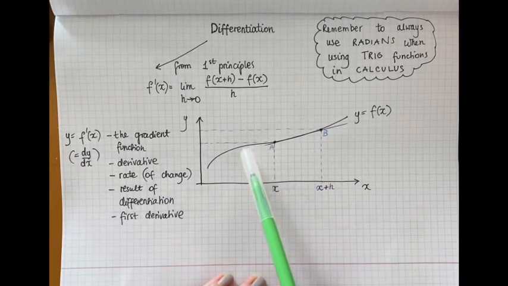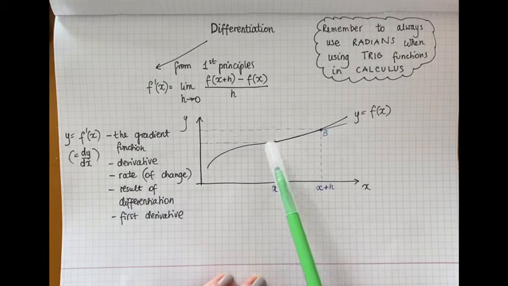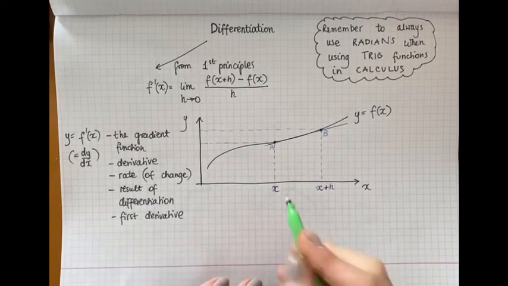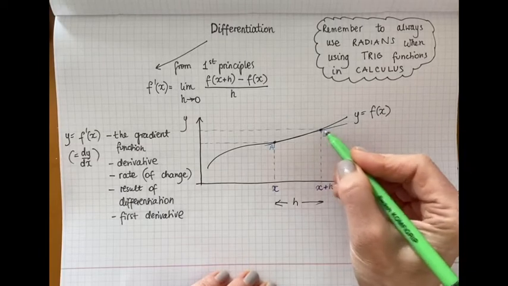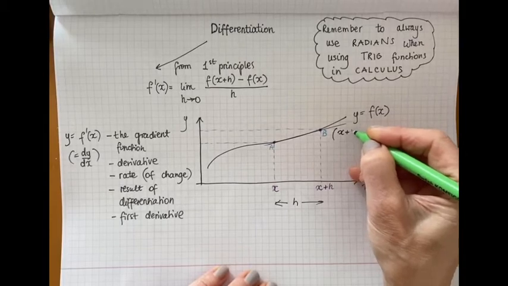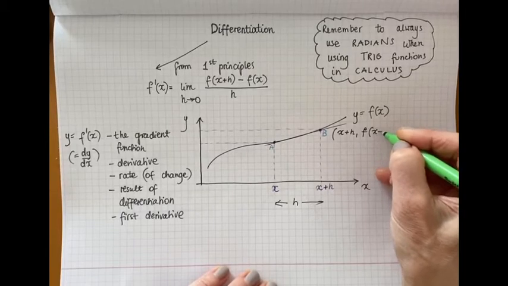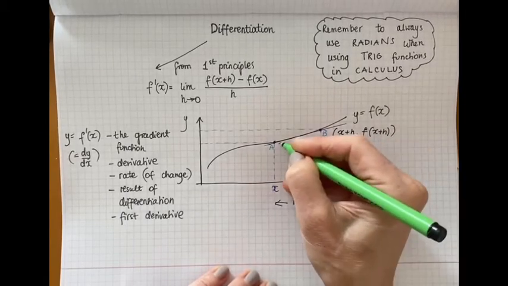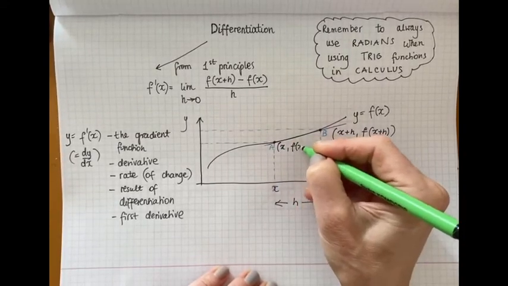So the idea is to move a tiny bit h away from x and draw a chord from A to B. If you move h along the x-axis, it's meant to be a really tiny amount. Over here, you have moved to point B. The x-coordinate of point B will be x plus h, and the y-coordinate of point B will be f of x plus h in general. The x-coordinate of point A is x, and the y-coordinate is f of x.